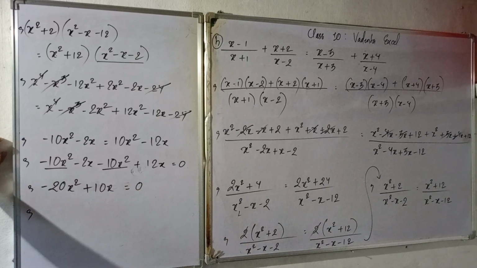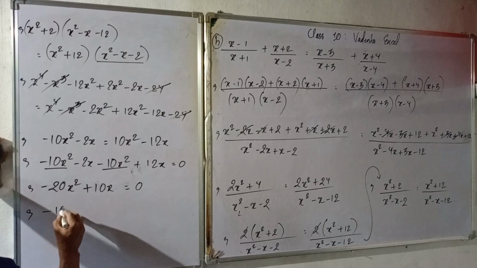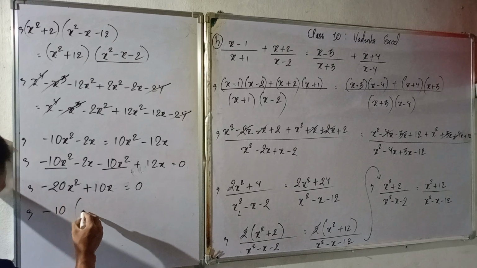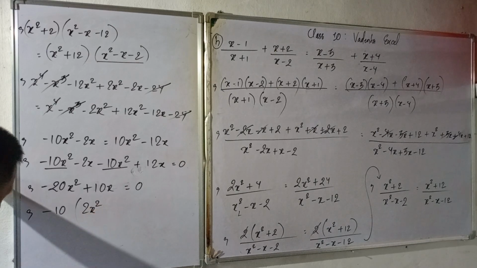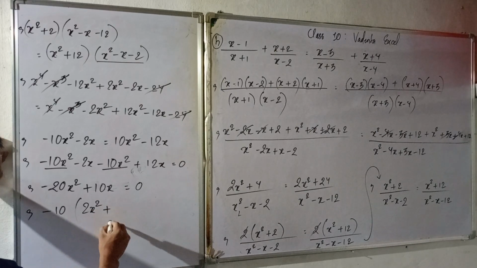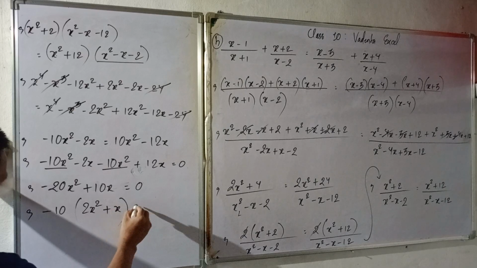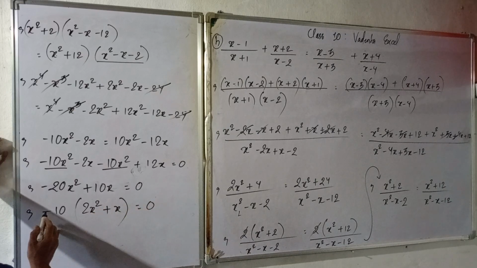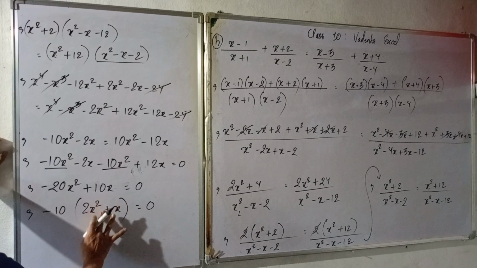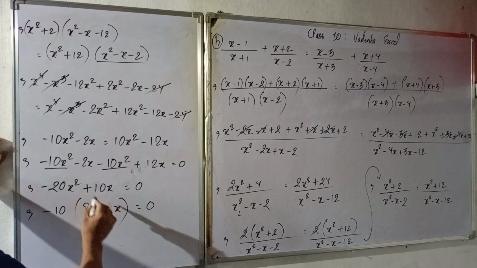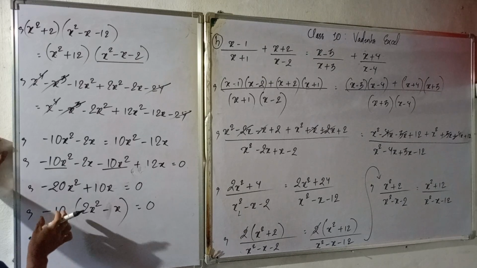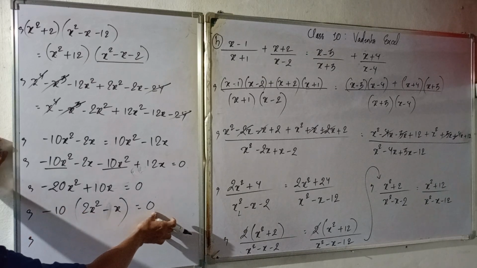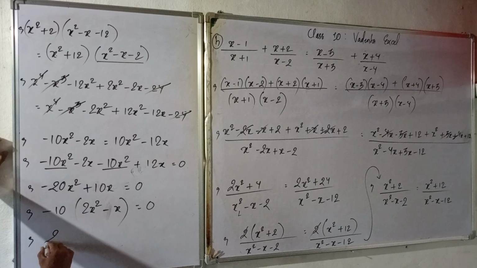Now you can take common here, minus 10. If you take minus 10, this becomes 2x squared plus x equals to 0. Now if you have taken minus sign common, this positive sign becomes negative, or this minus 10 goes to the denominator of the other side, it will equate to 0. It will simply become 0 equals to 0.